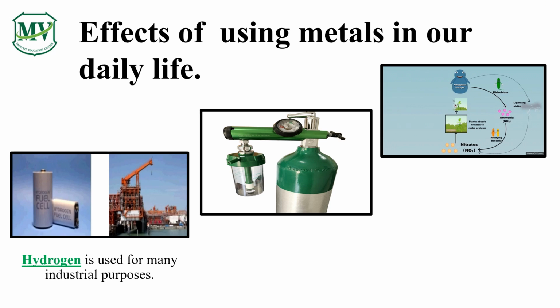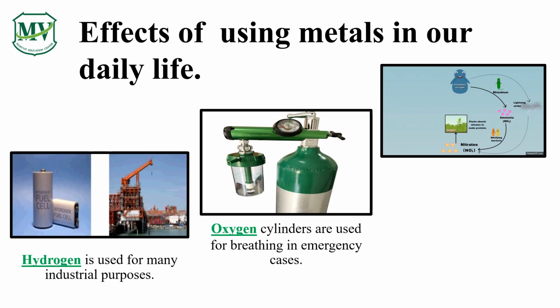Hydrogen is used for many industrial purposes. What makes up almost half of the Earth's crust, ocean, and atmosphere? Amazing! Oxygen makes up almost half of the Earth's crust, ocean, and atmosphere. Oxygen cylinders are used for breathing in emergency cases. Nitrogen is not just used by plants, it is also used in manufacturing of ammonia.